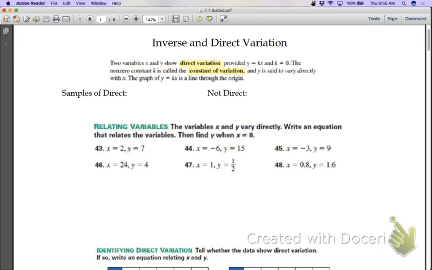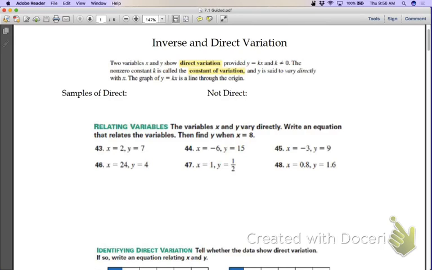All variation is really just writing an equation in terms of slope. Okay? You have two variables, x and y, that show direct variation if you have y equal to k times x. K is just a constant. The only thing different with this is there is no y-intercept.